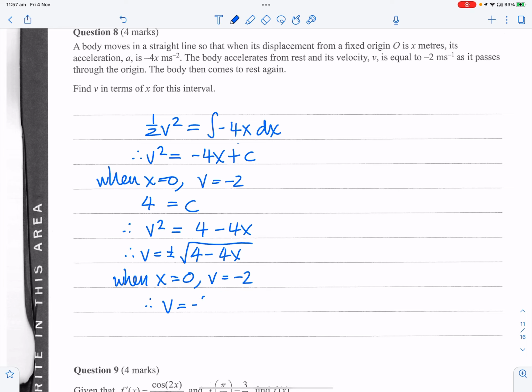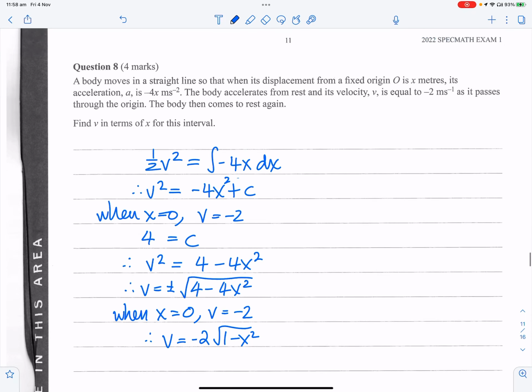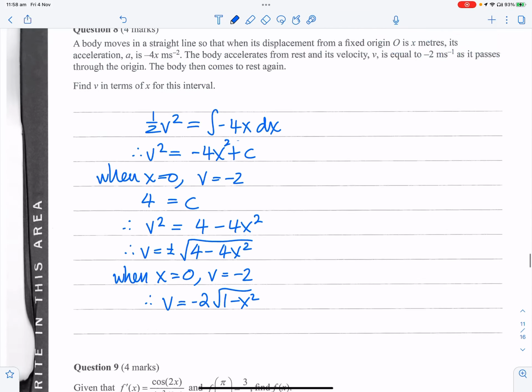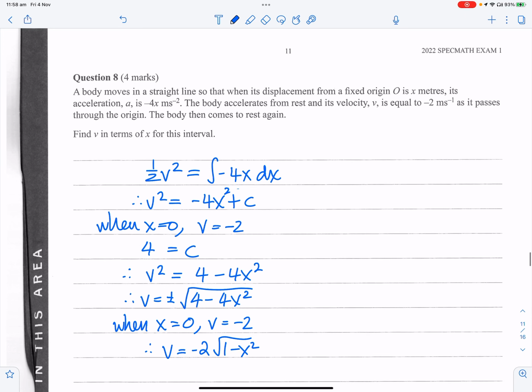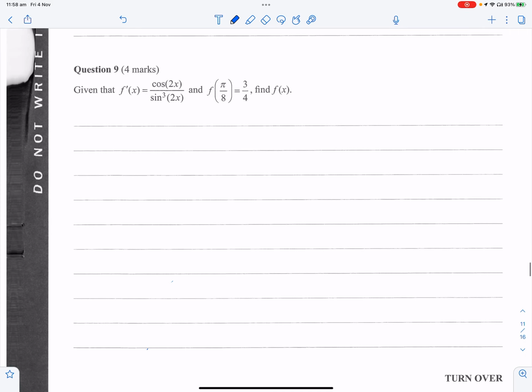Or we can take out the 2, 1 minus x. Find v in terms of x for this interval. Not too bad for 4 marks. Okay, I have no idea how long this exam is taking me.